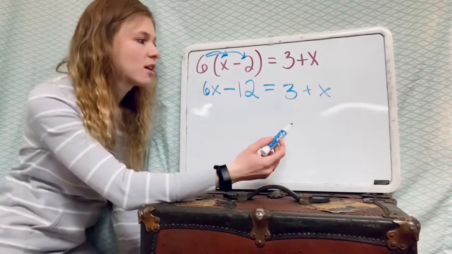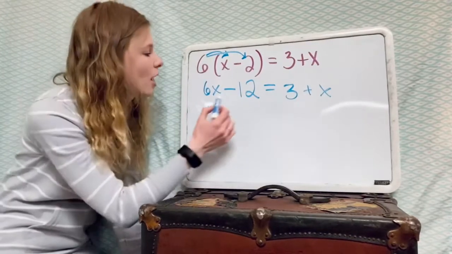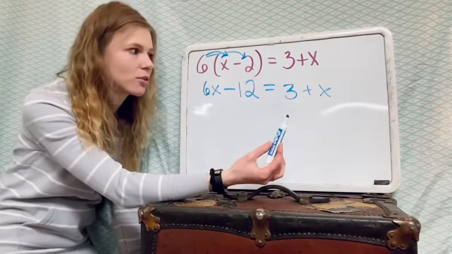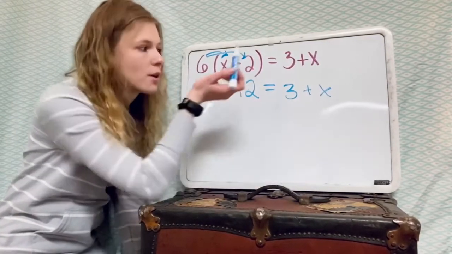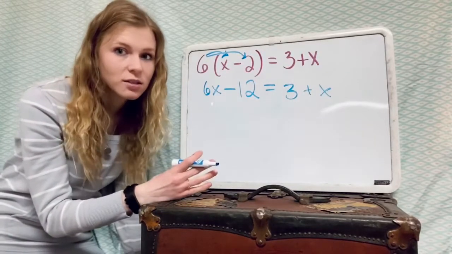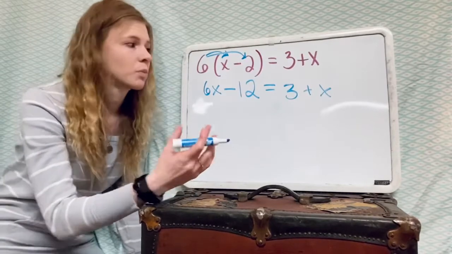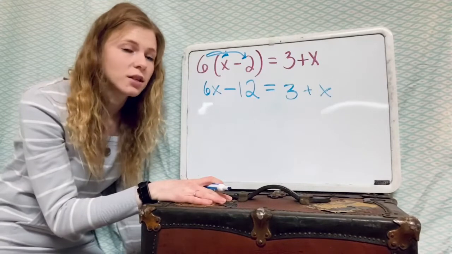Now, do I have anything that I can combine that's on the same side? I look over here, 6x and 12, can't combine those, not like terms. 3 and x, not like terms, so I can't combine those either. Now I'm going to combine my constants by moving one to the other side, since they're not on the same side. Negative 12 and 3 are like terms, they're both my constants.